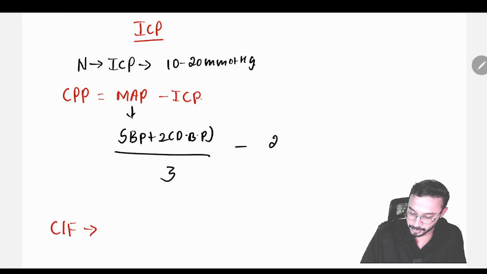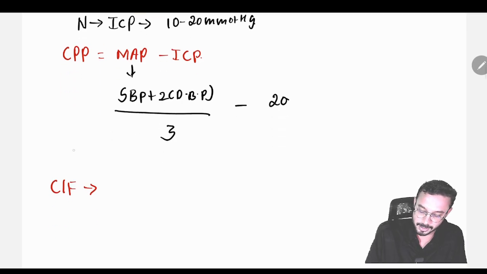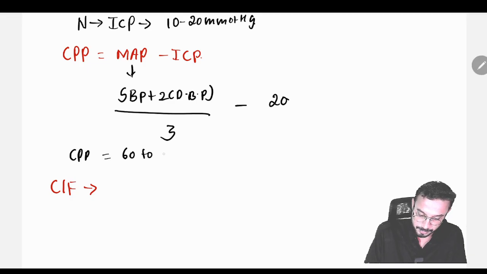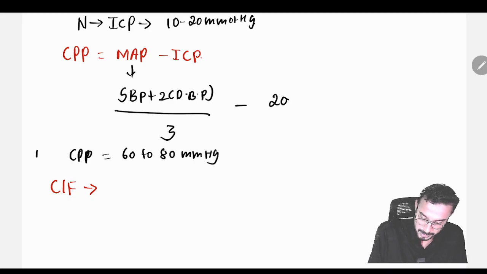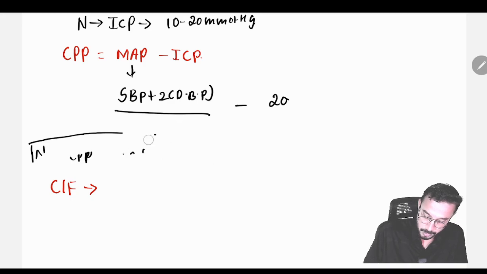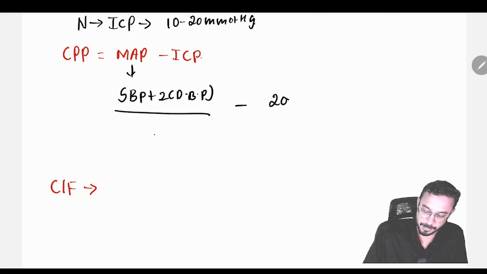How much? 20. So if you calculate this, systolic blood pressure plus diastolic, 120 plus 2 into 60, divided by 3, you will get something like 60 to 80 mm of Hg. So this is a normal cerebral perfusion pressure. You calculate the systolic blood pressure and diastolic blood pressure and divide.